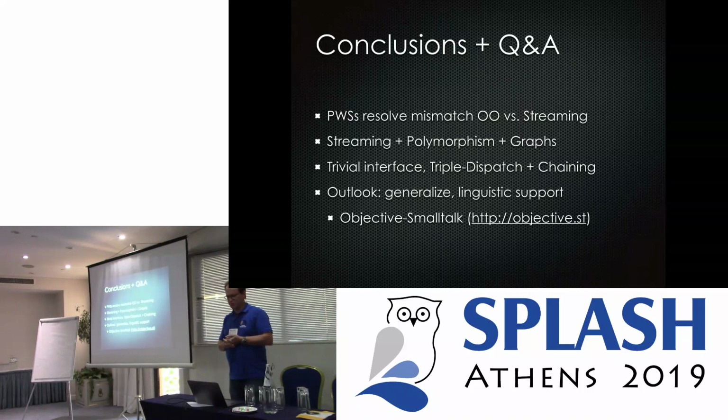Implementation is triple dispatch with chaining. And in the outlook, again, there seem to be some obvious generalizations we can make and some linguistic support. And the linguistic support is starting to be added into Objective Smalltalk, which is my architecture-oriented programming language. And with that, questions?